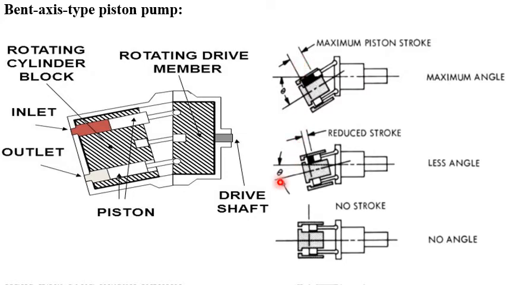When the offset angle is maximum, that is the maximum stroke. As theta reduces, the stroke distance also reduces. When theta is maximum angle, that is maximum piston stroke. When theta is reducing, there is less angle, so reduction in stroke. When theta is 0, there is no angle, so no stroke. This is the working of the bent axis type piston pump.